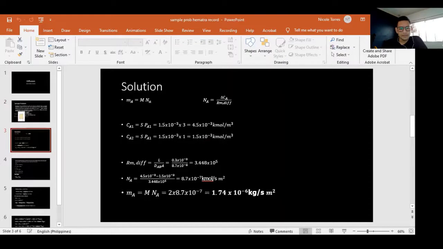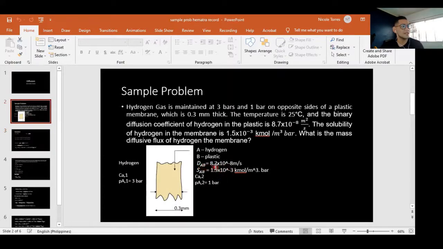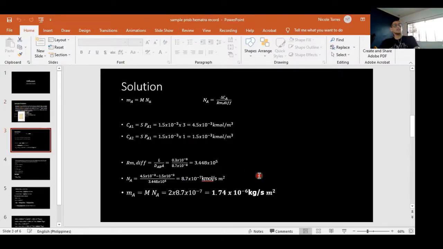Then we will find the resistance. The equation would be L over DAB. So 0.3 times 10 raised to negative 3 over 8.7 times 10 raised to negative 8. The DAB is the diffusion coefficient given in the problem. Then the answer would be 3.448 times 10 raised to 5.